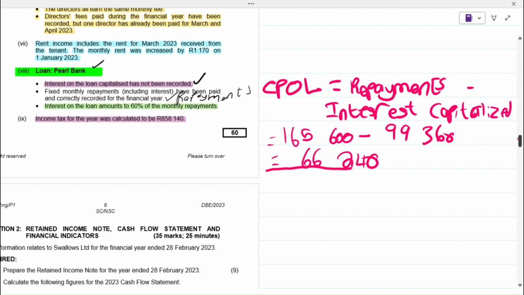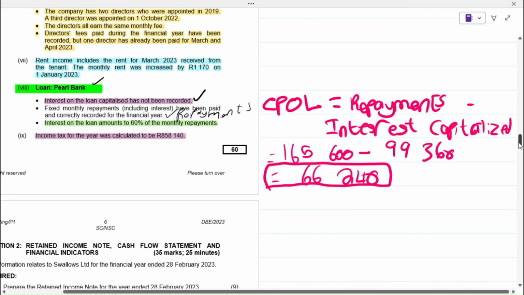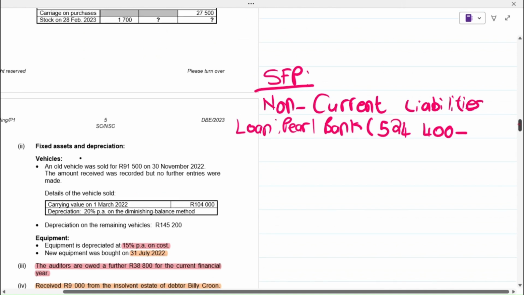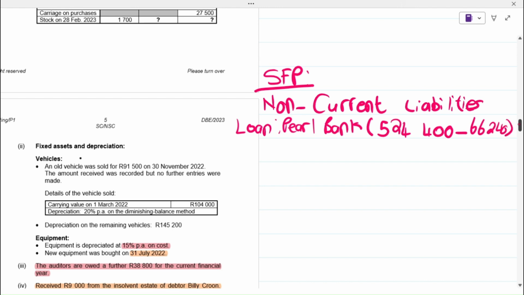So this is my current portion on loan, and it tells me how much I have to repay over the next 12 months for my loan. So I'm going to subtract 66,240, and then that will be the balance, right? So I'm going to have 524,400 minus 66,240, and that's 458,160. So this is what is going to be under my non-current liabilities.